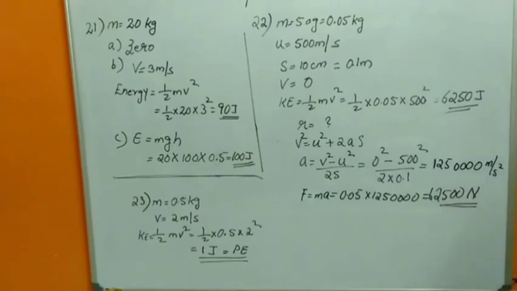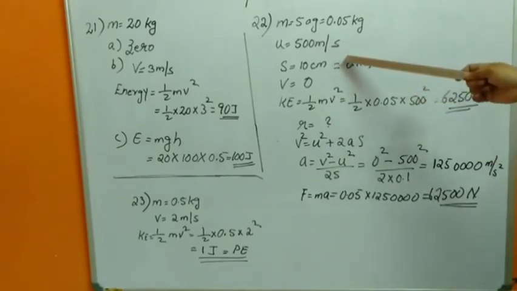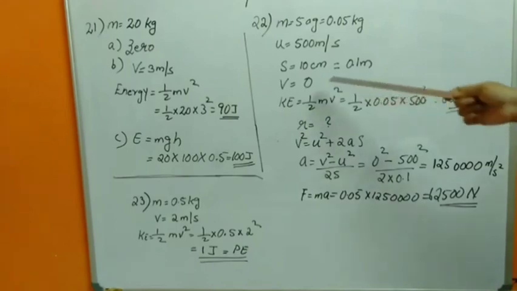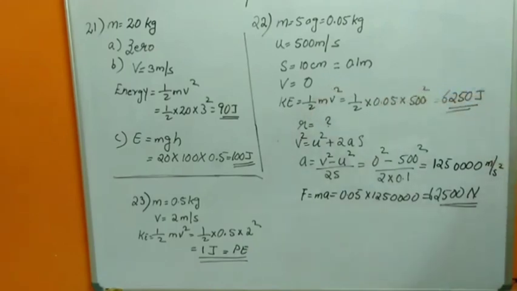Calculate the kinetic energy. Kinetic energy is half mv square. Initially the body is moving with 500 meter per second. So we cannot take v equal to 0, because only when the body moves can we say that it possesses kinetic energy. So half into m into v square, with initial velocity. We will get 6250 joule.